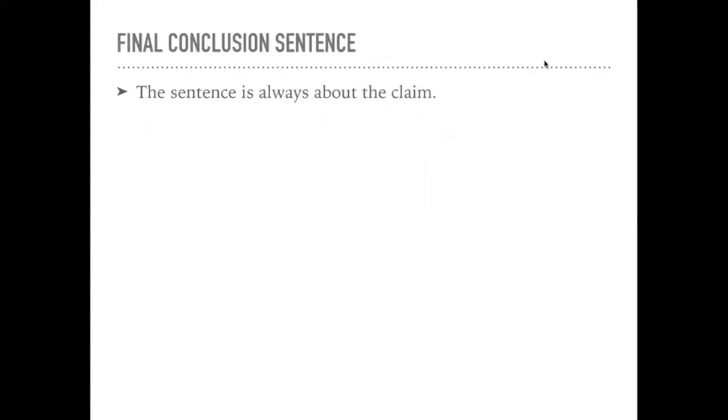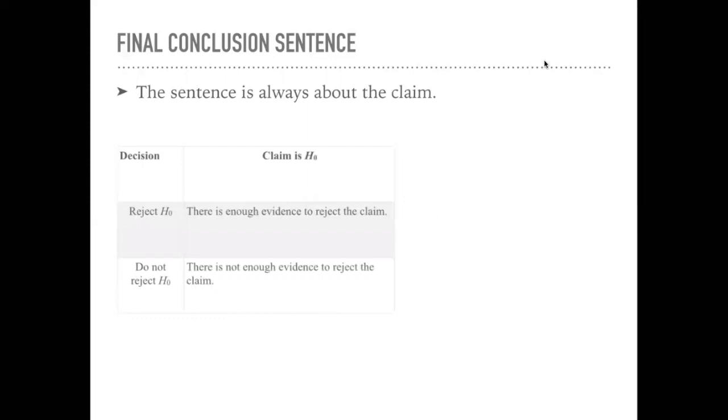So your conclusion sentence, you can use this slide as kind of a cheat sheet for how to write it. So it's based on your claim. You're always writing it about your claim, and then your decision also impacts how you write it. So if your decision is to reject the null hypothesis and your claim is the null hypothesis, then you would write there is enough evidence to reject the claim. You would want to go ahead and fill in your sentence what the claim actually is. If you decided to not reject the null hypothesis, then you would say there's not enough evidence to reject the claim.